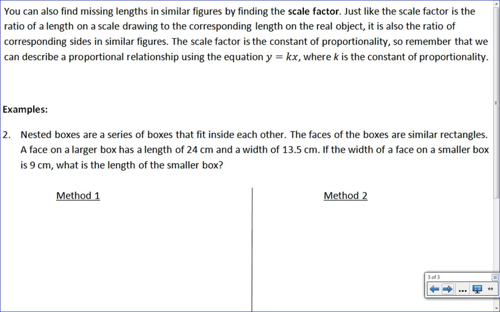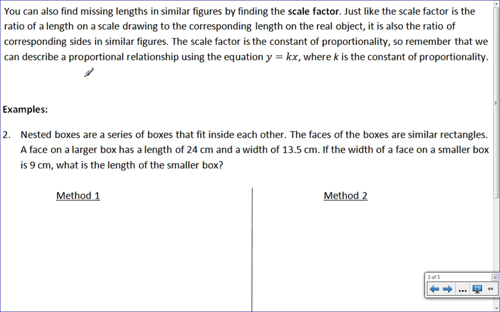So remember that we can describe a proportional relationship using the equation y equals kx, where k is the constant of proportionality. So this just gives you an additional method that you could use to solve problems. And sometimes finding the scale factor actually will be necessary. So I don't think that you can just use one method all the time. Sometimes you will actually need to find the scale factor.